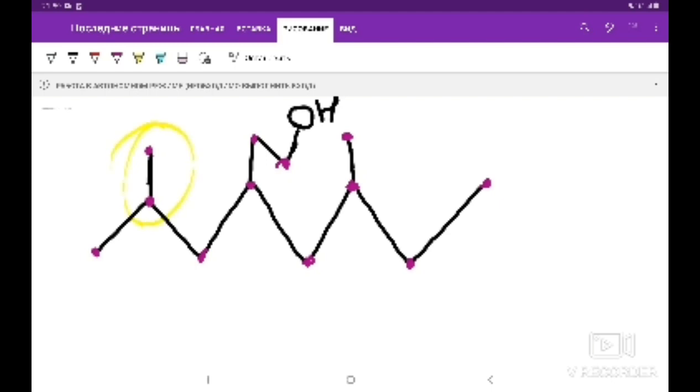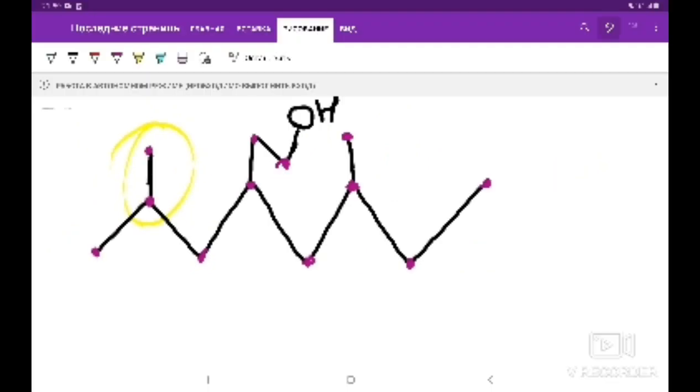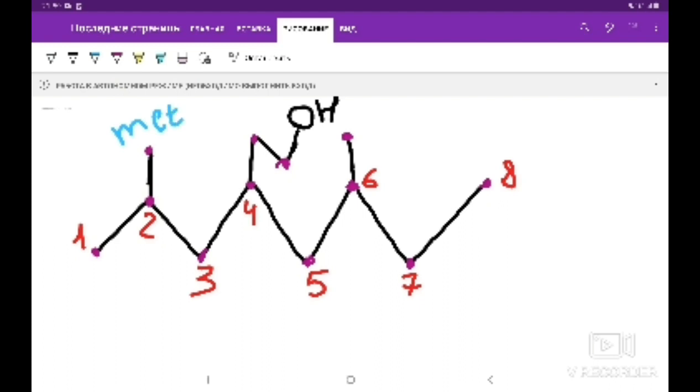Let's see. We have 1 substituent here, and 2 and 3 substituents here. But this side, which I make yellow, is closer. It's more comfortable to start from here. So we start the numeration in this direction: 1, 2, 3, 4, 5, 6, 7, 8. Here we have methyl. Why? Because we write nothing. It means there is 1 carbon. In this nodal we have 1 carbon, and it will be CH3. It's methyl. On the 6th carbon we again have a methyl.